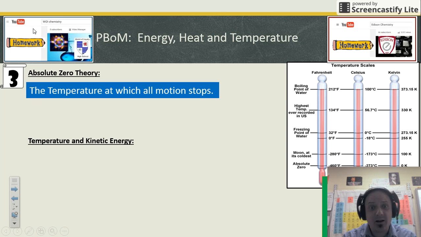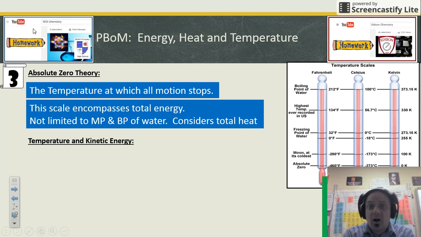And it's based on the motion of particles. Theoretically, 0 Kelvin is where there's no motion, no vibrational, no translational, no rotational energy. We haven't achieved this, so it's only a theory. Now, the scale covers total energy. It's not limited to the melting and boiling point of water. So it considers the total amount of heat, and we'll use Kelvin when we do heat calculations later on.